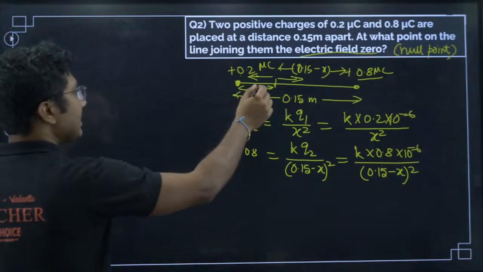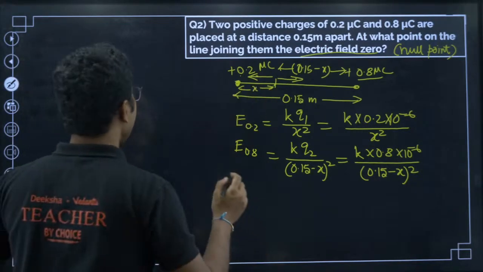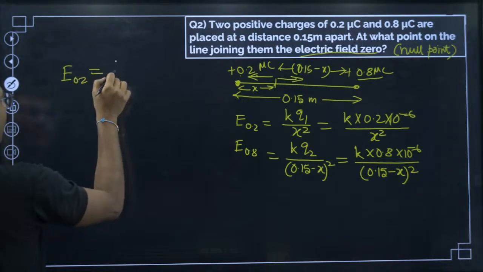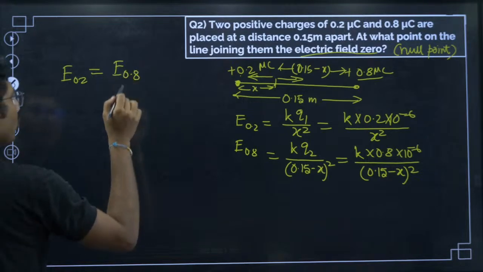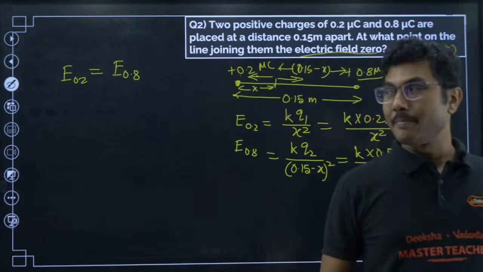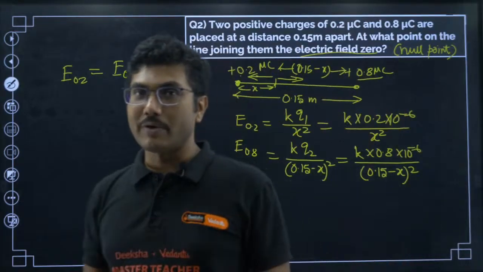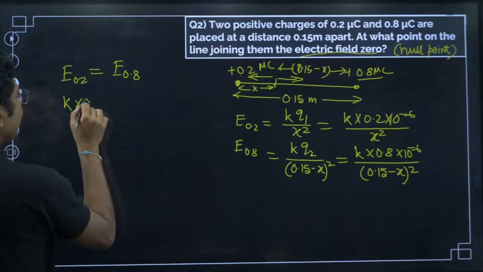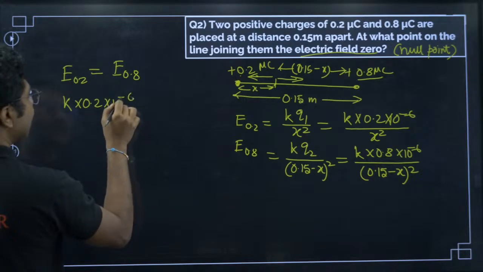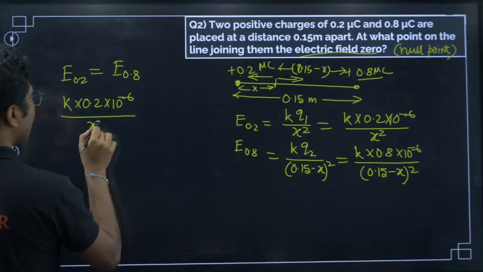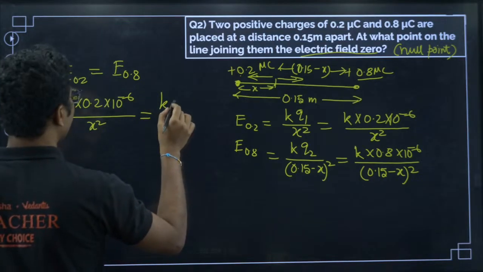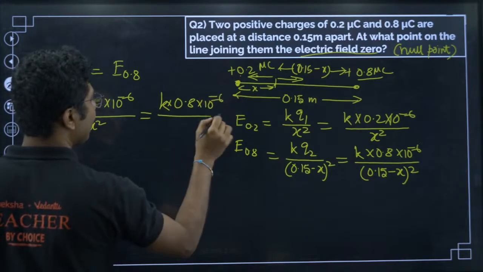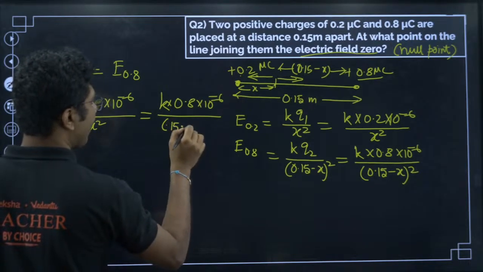Now if there is no electric field at this point, then magnitude wise both of them have to be the same value. Magnitude wise same, direction wise opposite. Okay. So now let's put the values. K into 0.2 into 10 to the power of minus 6 divided by x square equals K into 0.8 into 10 to the power of minus 6 divided by 0.15 minus x whole square.